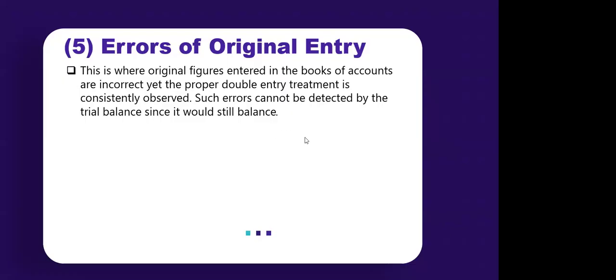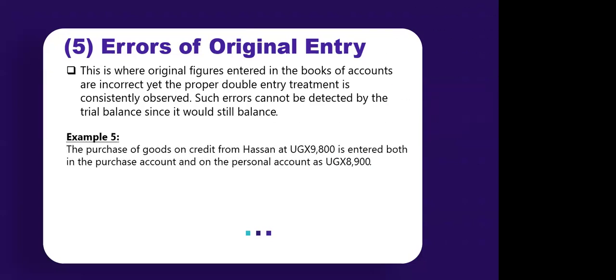So let's see an example of that. The purchase of goods on credit from Hassan at 9,800 is entered both in the purchases account and on the personal account as 8,900. So the original figure is incorrect, but it was posted to the right account. It was posted to the what? To the right account.